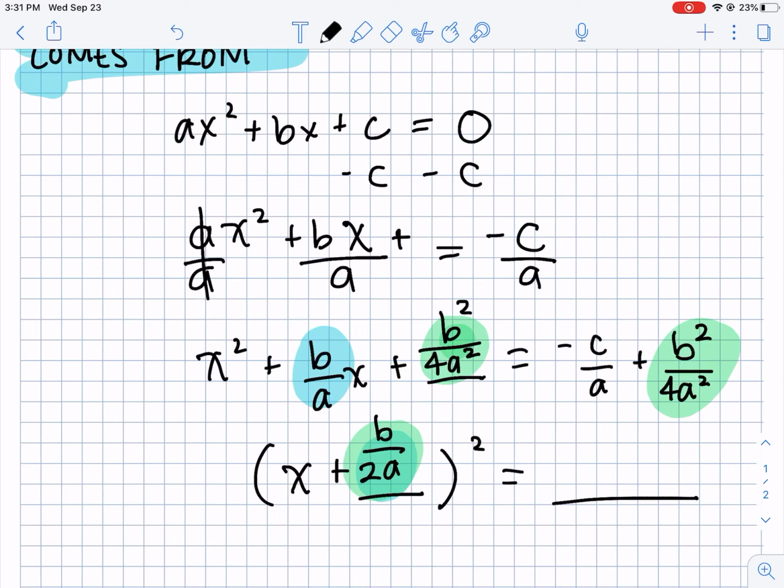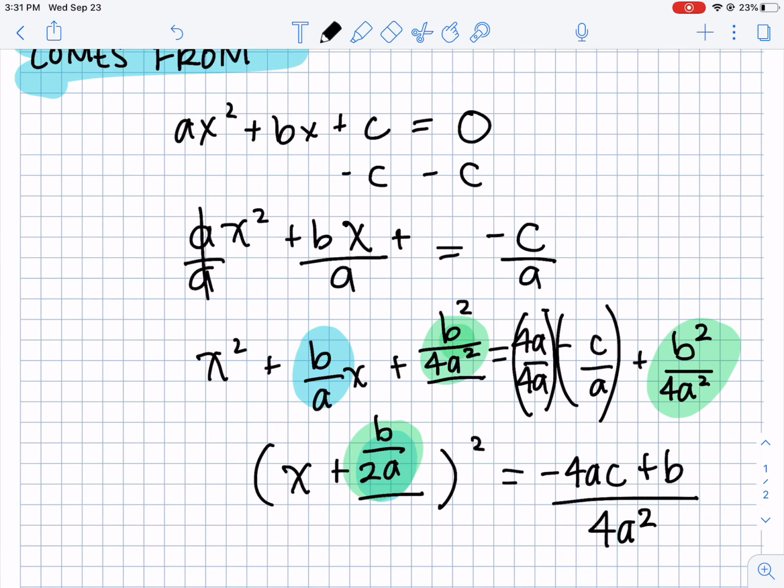Now, if I'm going to add these fractions, I need a common denominator. So I am going to multiply negative c over a by a carefully chosen 1, so I get a denominator of 4a squared. So I'm going to multiply it by 4a over 4a. 4a over 4a is equivalent to 1, so I am not changing the value of negative c over a. I'm just putting it in a form that I like. So I get negative 4ac plus b squared.